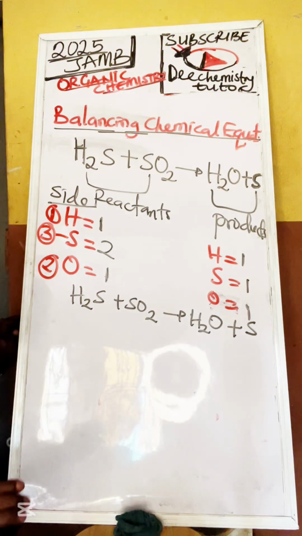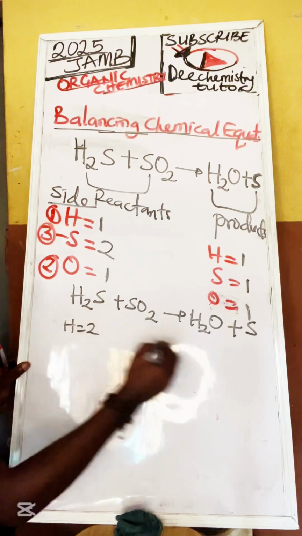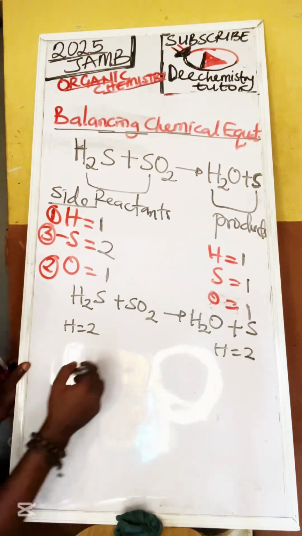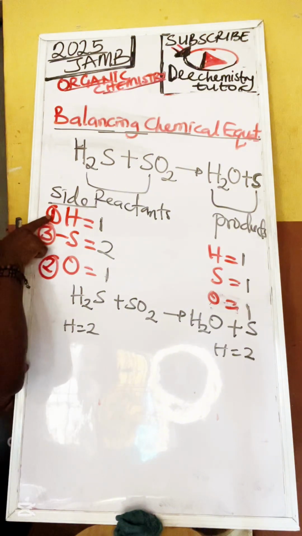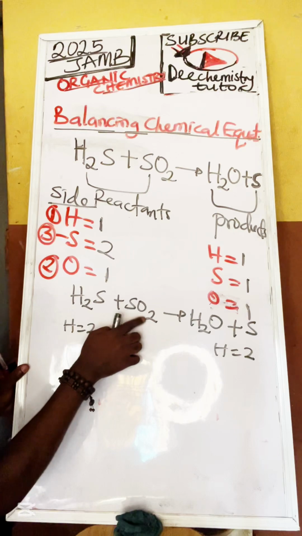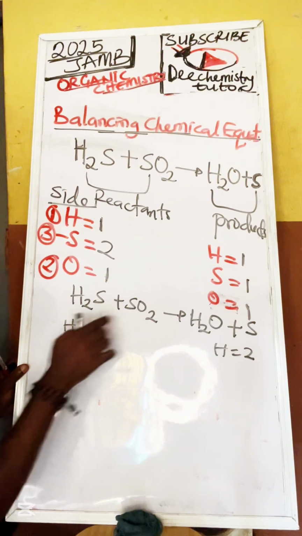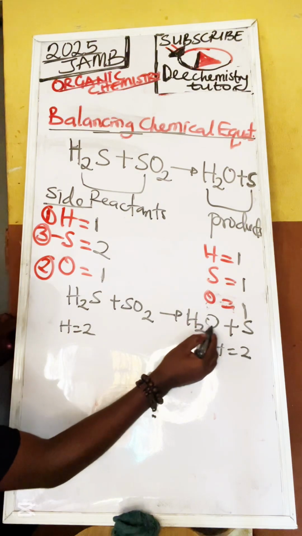No pressure at all. So hydrogen here is 2, and hydrogen here is 2. But how many oxygen do we have here? Don't forget, after hydrogen, what will I go for? Oxygen is next. Oxygen here is 2. Look at it, 2 oxygen. But how many oxygen is here? Oxygen is just 1.